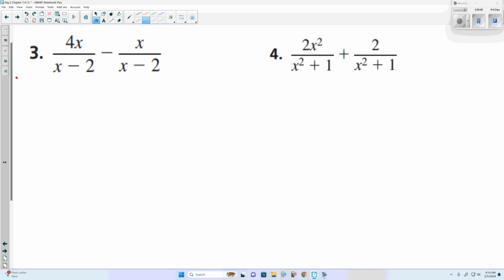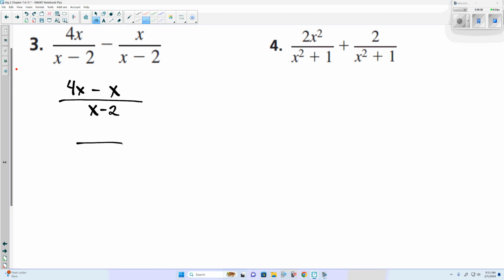4x over x minus 2 minus x over x minus 2. Again, the denominators are the same, so we can subtract the second numerator from the first. And if there's more than one term, especially in the second one, we would put parentheses around it because we're not just subtracting the first term in the numerator of the second, we're subtracting both. So it does have a sign change. But here, 4x minus x is 3x over x minus 2. And that's actually as far as we can go.